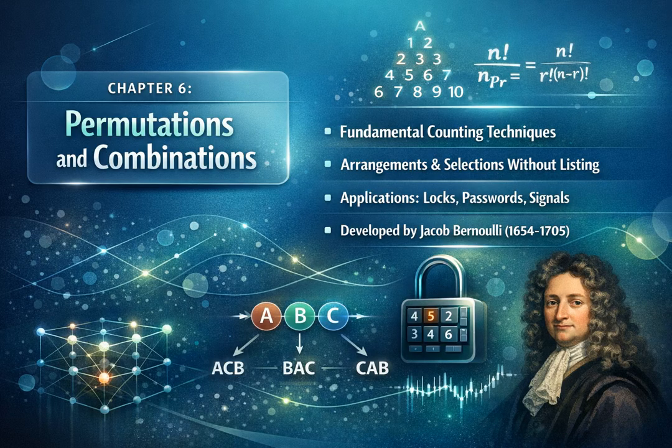Welcome to Chapter 6, Permutations and Combinations. We'll learn fundamental counting techniques to determine the number of ways to arrange and select objects without actually listing them. These techniques have practical applications like figuring out lock combinations, passwords, and signals. This branch of mathematics was developed by Jacob Bernoulli in the 17th century.